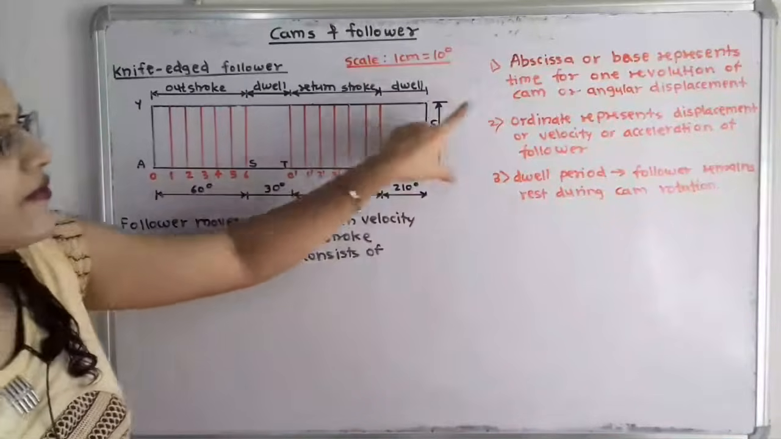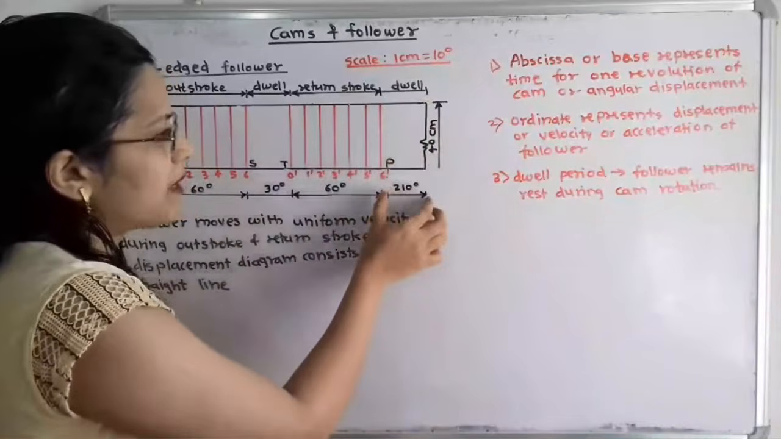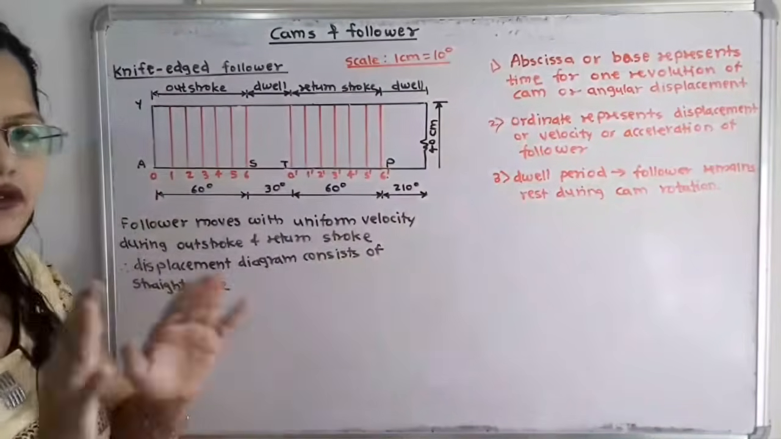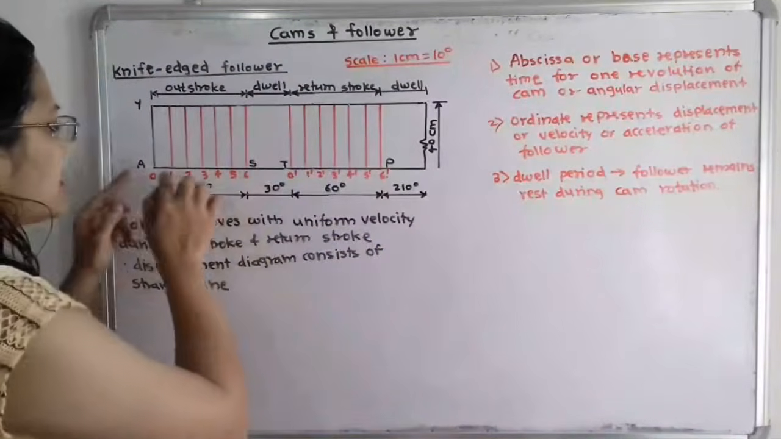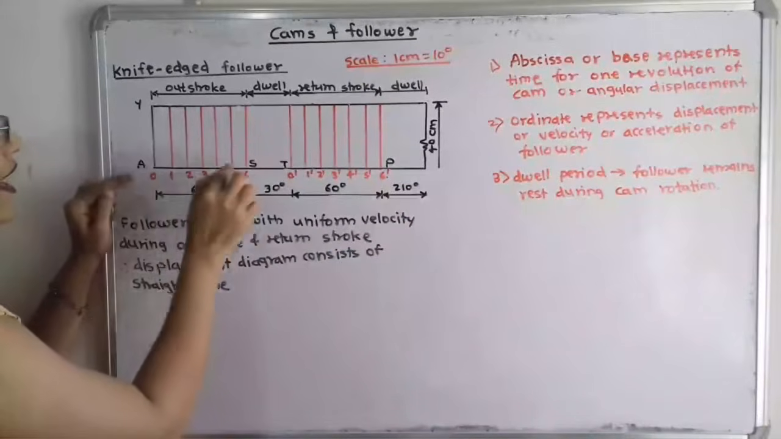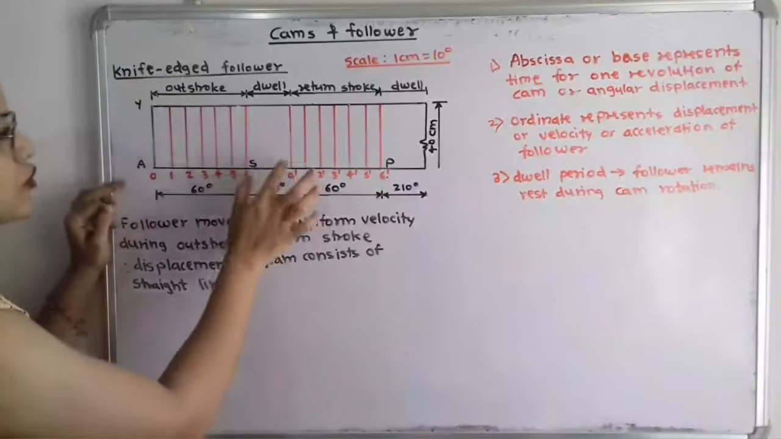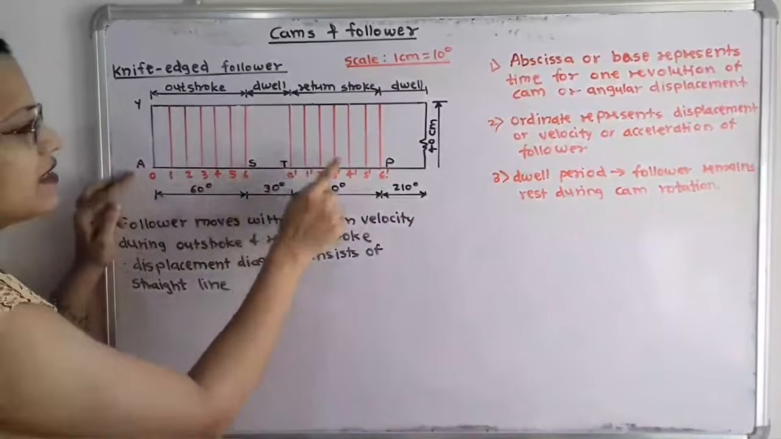Instead of showing all this part, we can show it as a short part because this is the dwell period, so no equal parts should be made. Now this is about the abscissa. Here we have to give letters at the start and end points of the outstroke as well as the return stroke. I have given here A to S and here T to P.